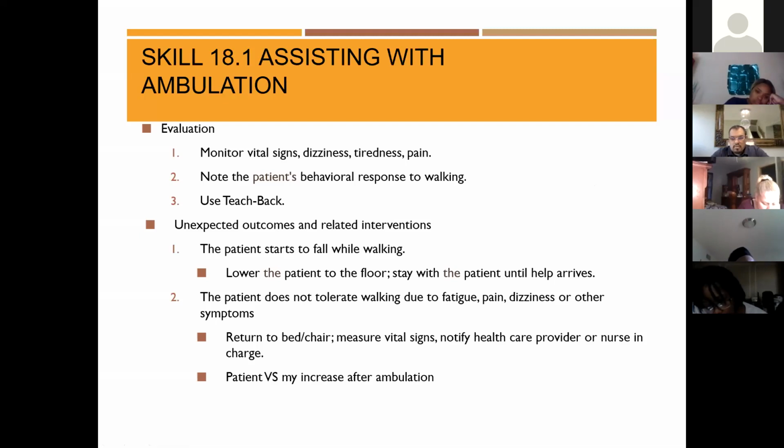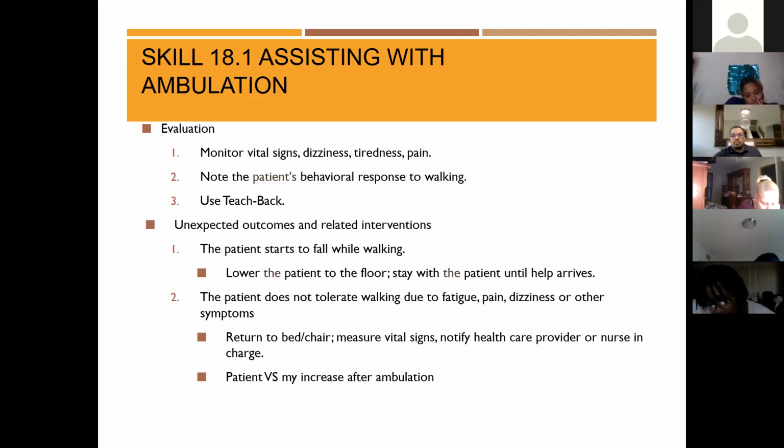Now, this is always fun times if your patient starts to fall while they're walking. I say it's fun times, but it's not. There's a safe way to help your patient to fall so that you can prevent massive injuries, unless they fall forward and you're standing slightly behind them. So you want to help lower your patient to the floor if you're walking behind them, and then stay with your patient until help arrives. Don't leave your patient. Call for help if you need to.